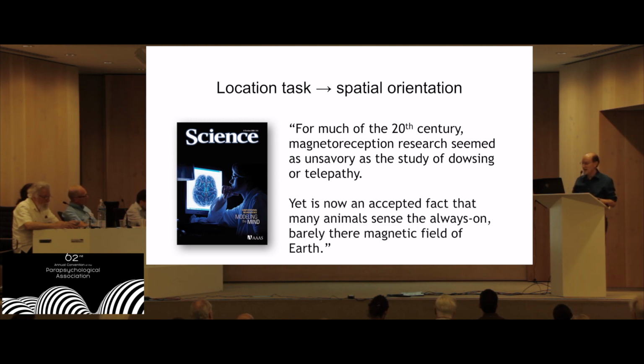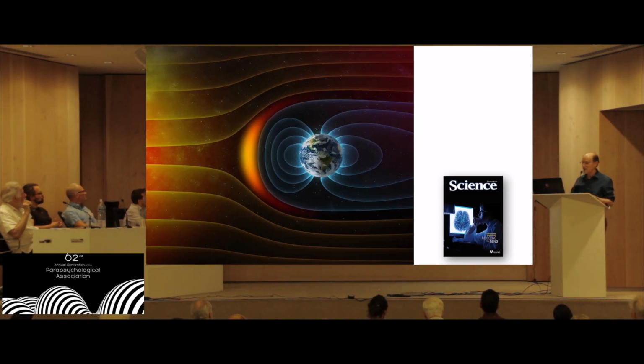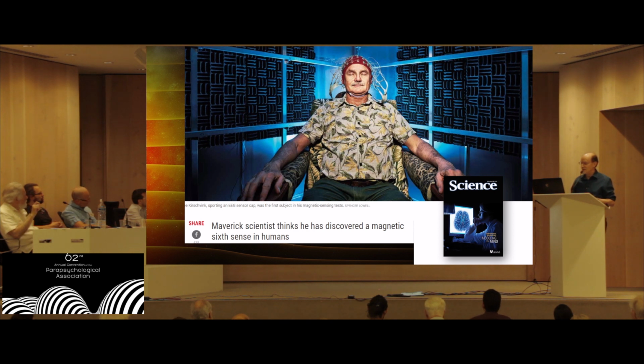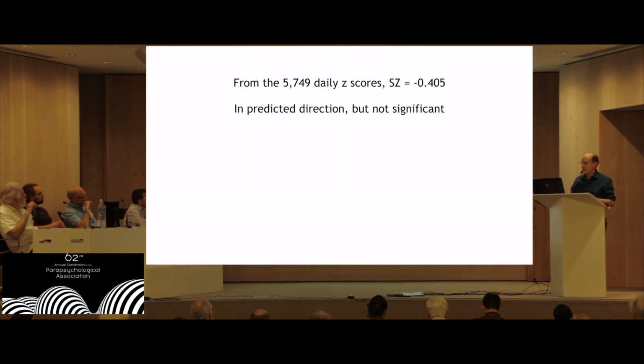Yet, it is now an accepted fact that many animals sense the always-on, barely there magnetic field of the Earth. And now there is increasing evidence that this is also true for humans. So there's the magnetosphere, for those of you who don't recognize it. It's always there. It's always being buffeted by solar particles, so it's moving around constantly. Here's a scientist, I think from UCLA, who thinks he discovered a magnetic sixth sense in humans using a very fancy setup. But this has actually been known for quite a while now, that some humans are very good at magneto navigation.